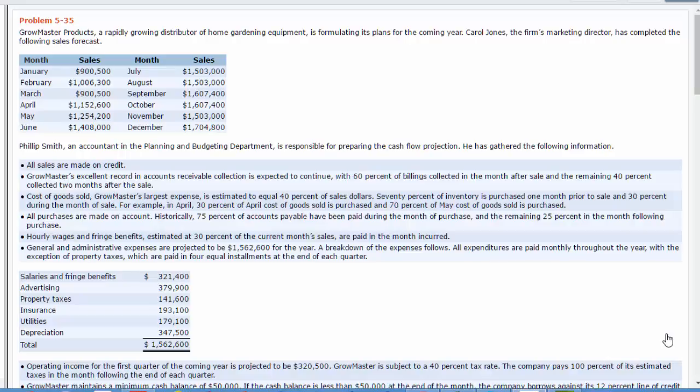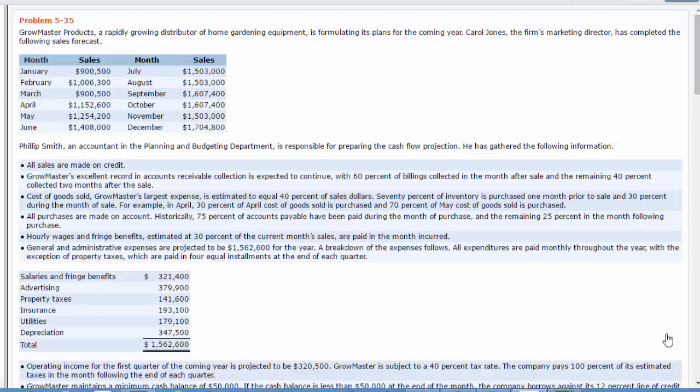So I've had several students ask me some specific questions on problem 535. So what I thought I would do is go through this problem. We're going to focus on some specific issues. We're not going to go through the complete problem, but I wanted to help you get a start related to what you can do in regards to answering the question.